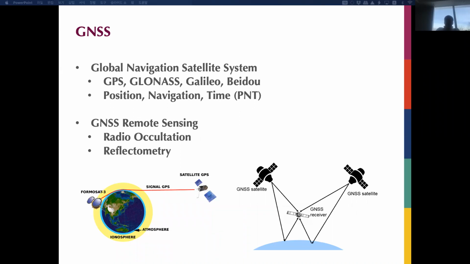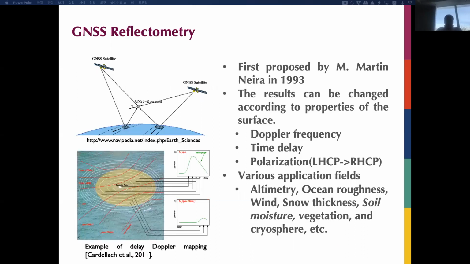There are two famous remote sensing methods. One is called radio occultation. The other is called reflectometry. Radio occultation uses the refraction phenomena in physics, and reflectometry uses the reflection phenomena in physics. Then we can talk more about GNSS reflectometry.